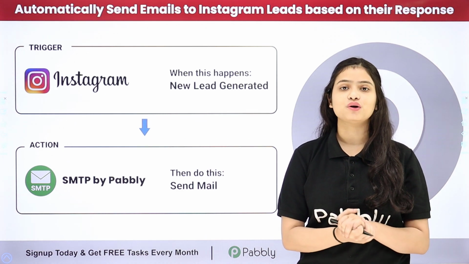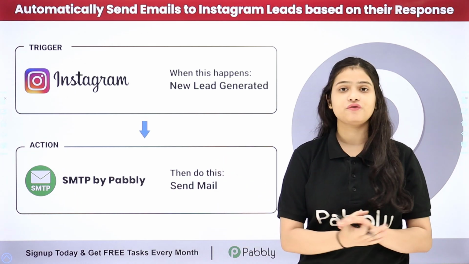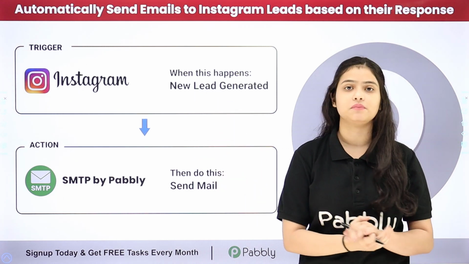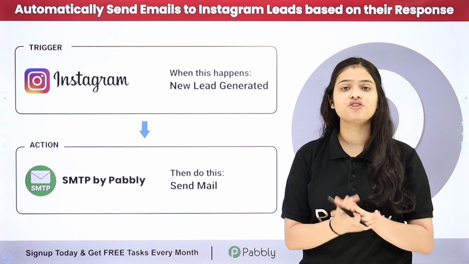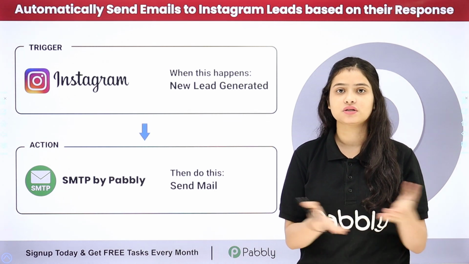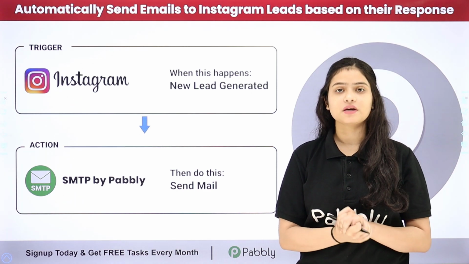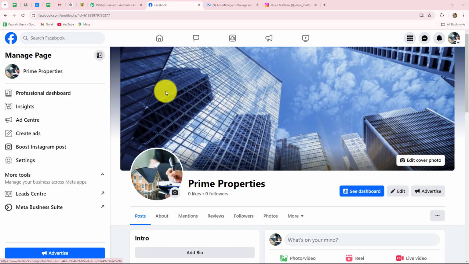So how are we going to automate this entire process? For this, I am going to use SMTP by Pabbly for sending the mail. So I will have to set up the connection between Instagram lead ads and SMTP by Pabbly. SMTP is Simple Mail Transfer Protocol, which is a feature of Pabbly which helps us to deliver the mails to the desired candidates, that too effortlessly. So if you also want to learn this amazing automation for your business, you have to come towards my screen. Welcome to my screen everyone.